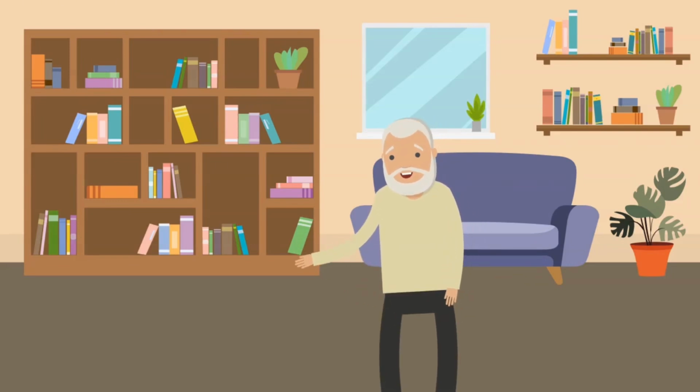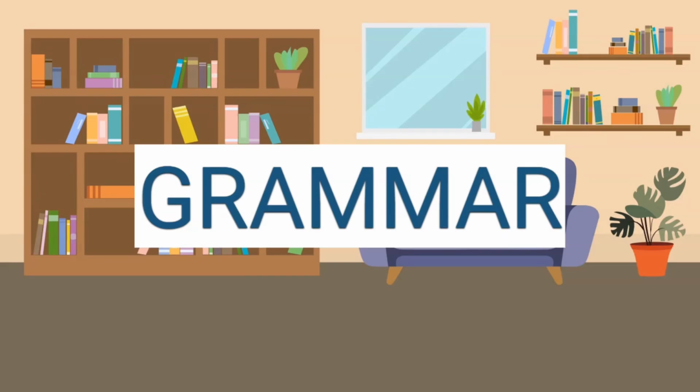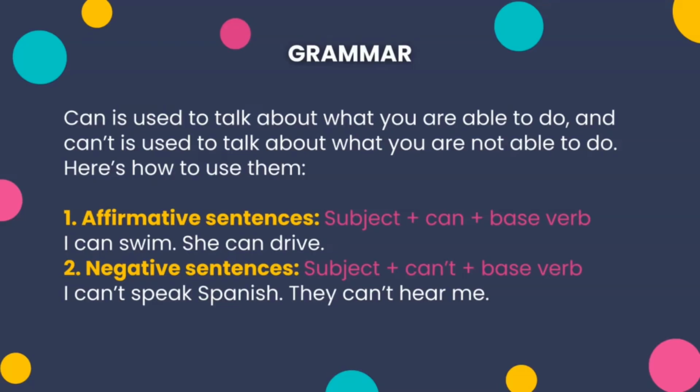Let's dive in. Grammar. Can is used to talk about what you are able to do, and can't is used to talk about what you are not able to do. Here's how to use them. 1. Affirmative sentences. Subject plus can plus base verb. I can swim, she can drive. 2. Negative sentences. Subject plus can't plus base verb. I can't speak Spanish.